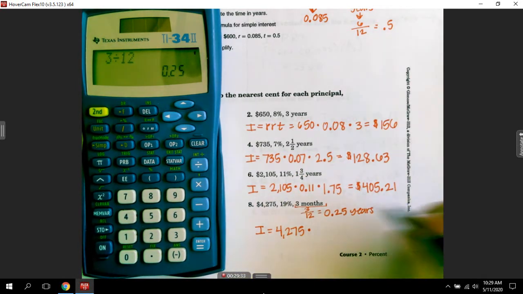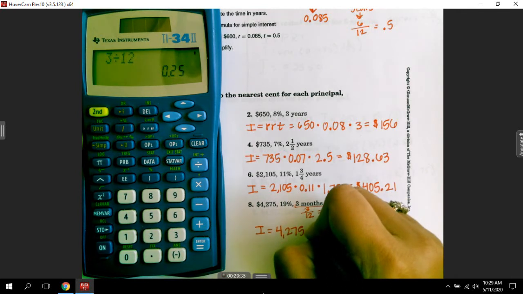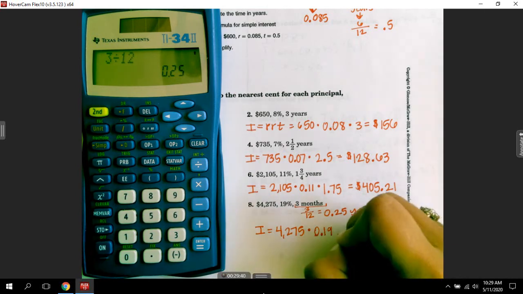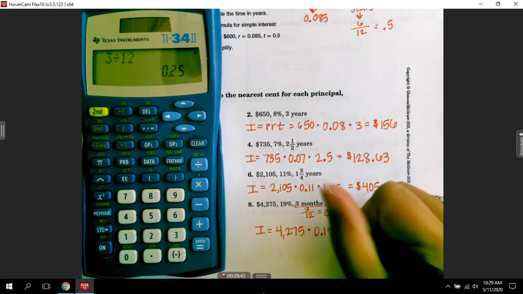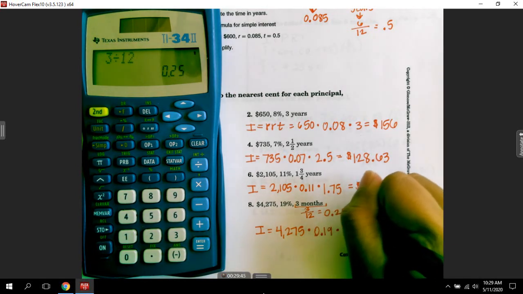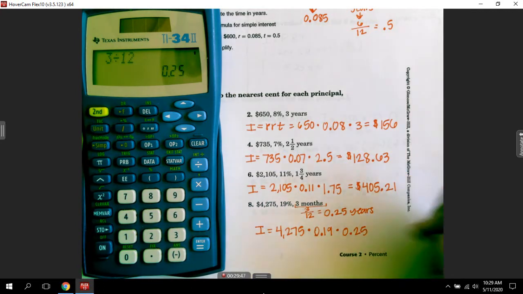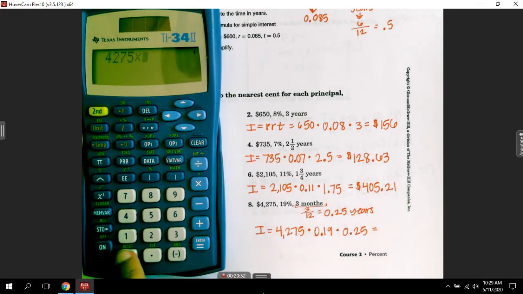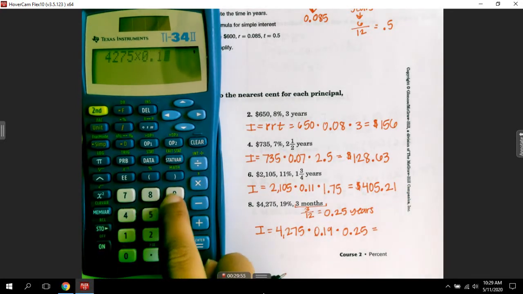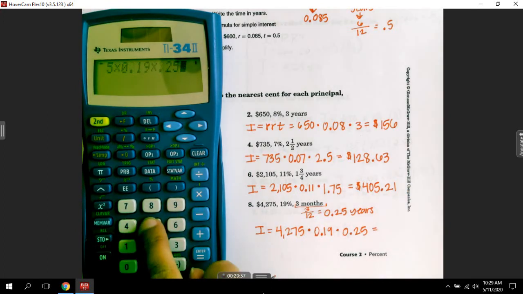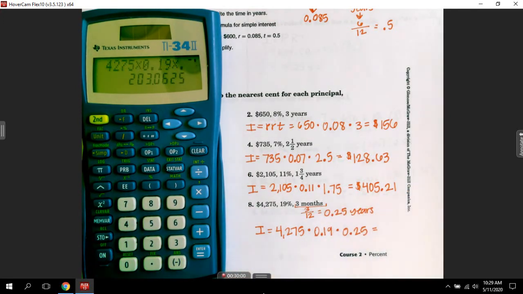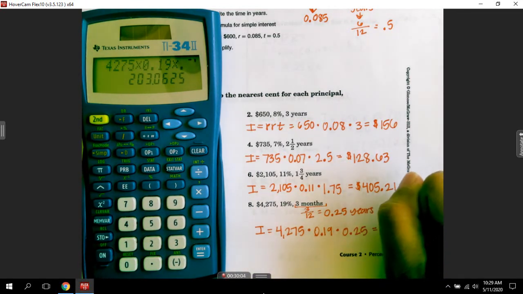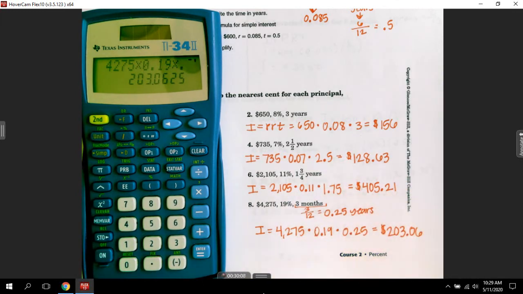times your rate, which is 19%. So as a decimal is 0.19. And then times time in years, which was our 0.25. Okay. So then multiplying all those numbers together, you get $203.06. So $203.06. Okay.